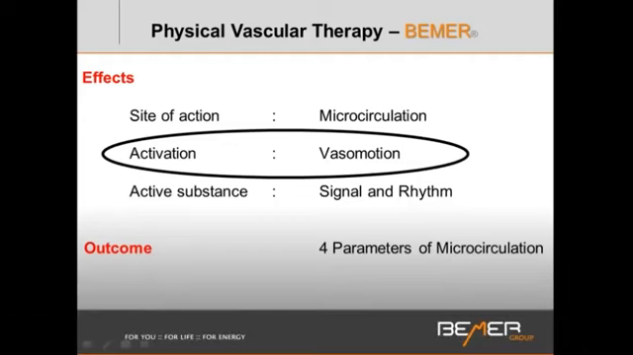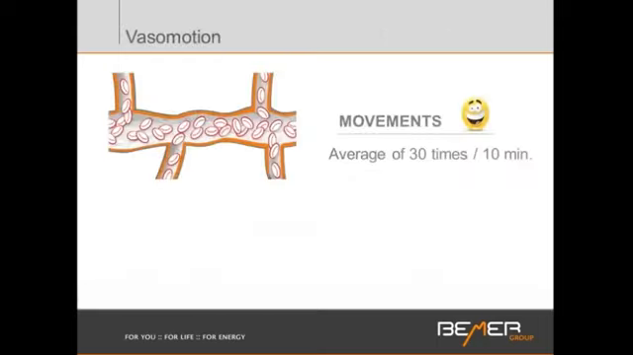Activating specifically in microcirculation with the beamer, we are activating vasomotion. And that is the rhythmic relaxation and contraction action in these small vessels, pre and post capillary. So this action takes place in arterioles and venules to push the blood into the capillaries and move it out of the capillaries. And this movement should occur about 30 times per 10 minutes.